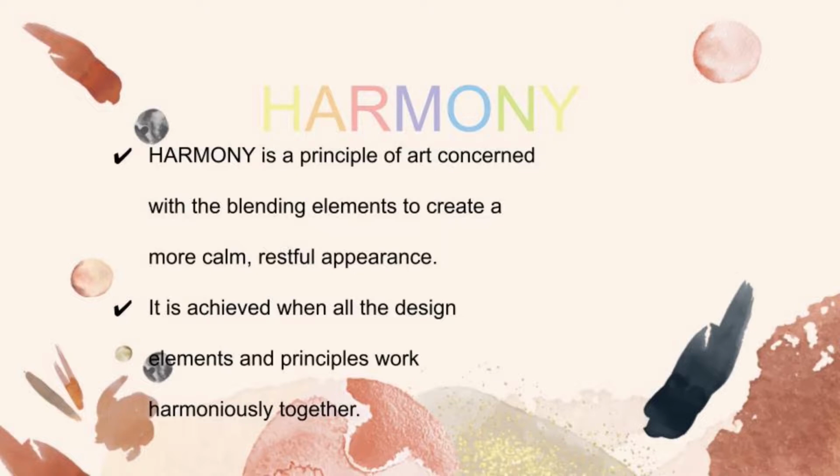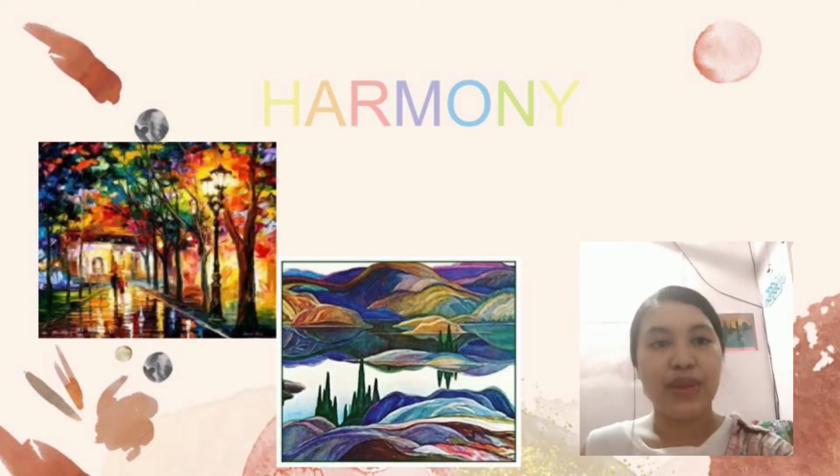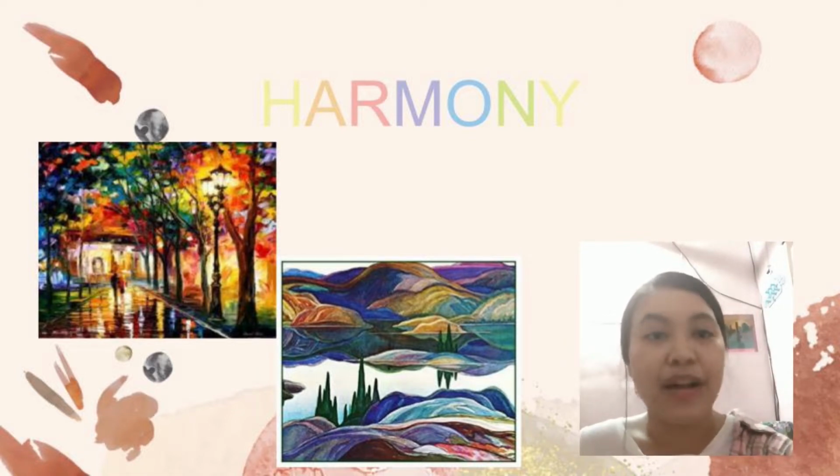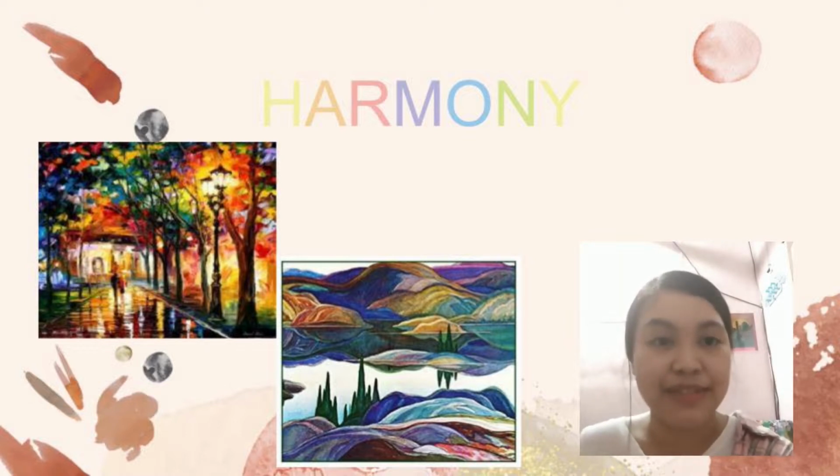The next principle of art is harmony. Harmony is a principle of art concerned with the blending of elements to create a more calm, restful appearance. It is achieved when all the design elements and principles work harmoniously together. While looking at this image, consider it an illustration of a principle of art that observes harmony, a technique merging similar parts in an artwork to emphasize their similarities. It is achieved through the use of repetition and modest, progressive alterations.